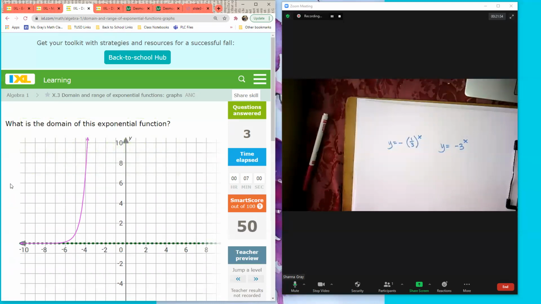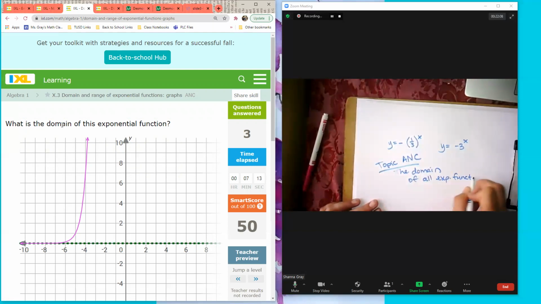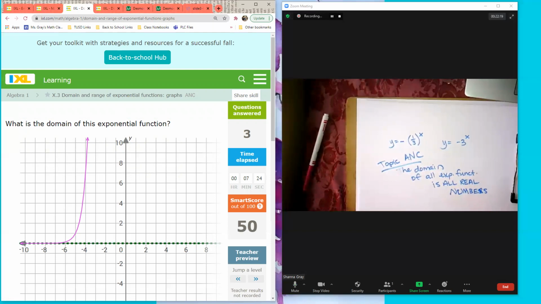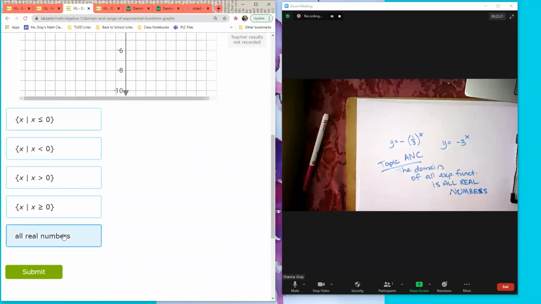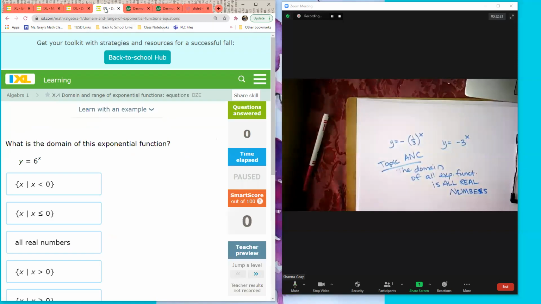Domain, so that's X, and I'll give you a clue. The domain of all exponential functions is all real numbers. So every exponential function is going to go forever in both directions as far as left to right goes. So if they're asking for a domain on this, it's definitely all real numbers. Range is always going to be wherever that asymptote is, and then either going up or down depending on what's going on.